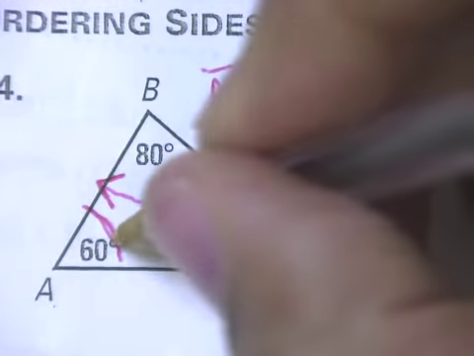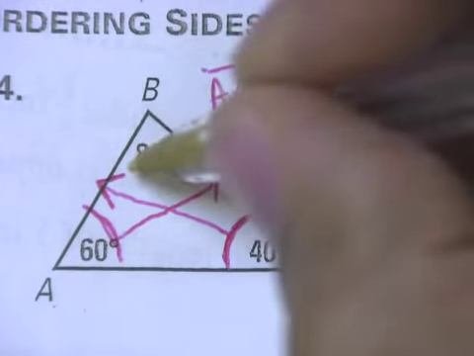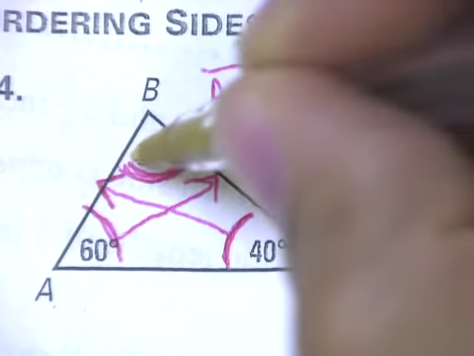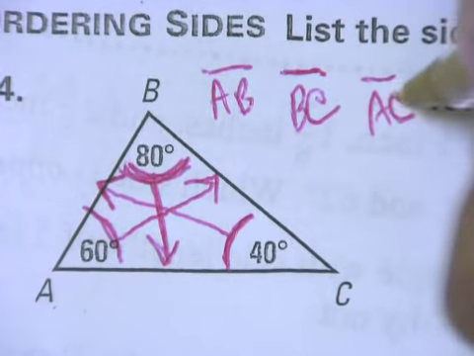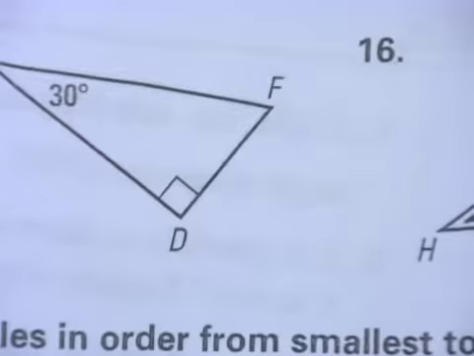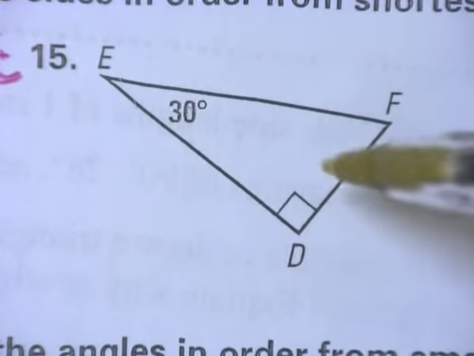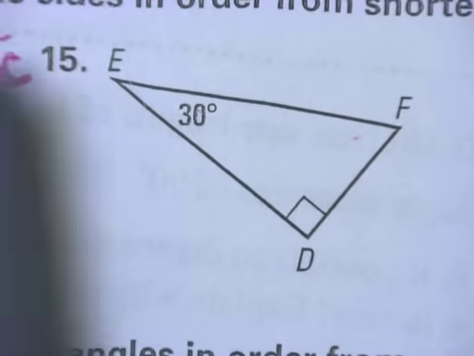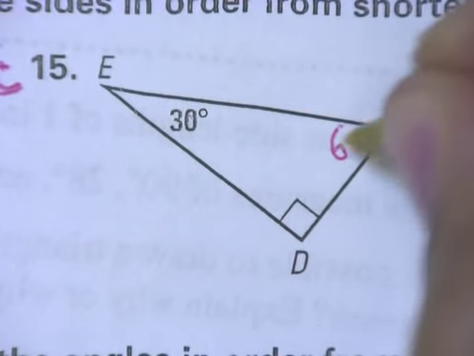And again, guys, I'm just putting them in order from smallest to largest. Angle 60 is the next biggest one, and that's across from here. So segment BC is the next biggest one. And angle B is 80 degrees across from here. So segment AC is the biggest one. For number 15, they give me 30, 90. I can find the missing angle simply enough.